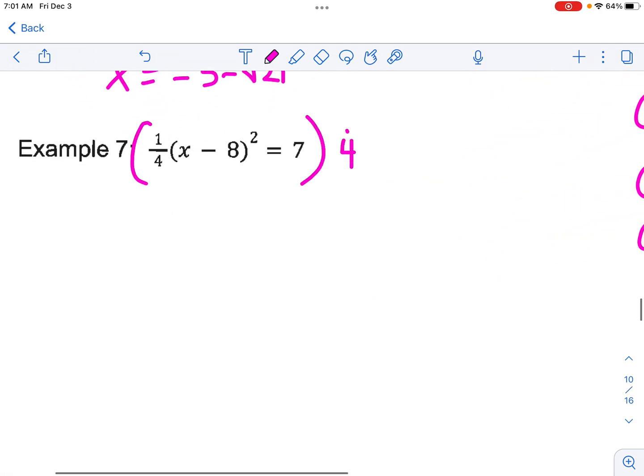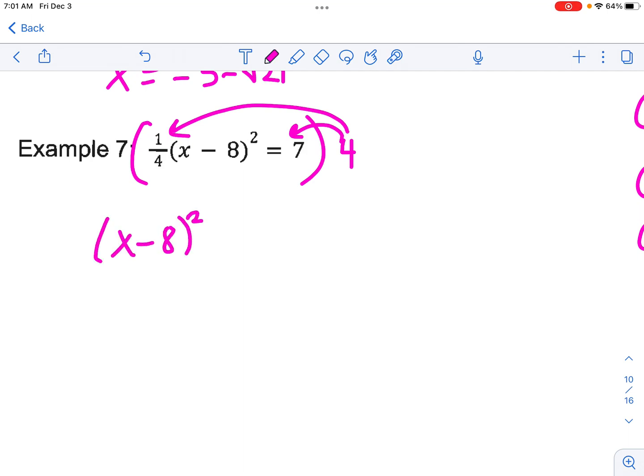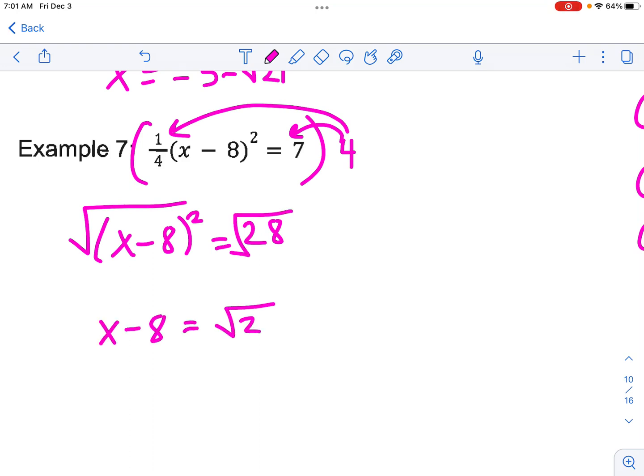And then the last one is just working in a fraction, right? Just like the one above. Now we're going to multiply by 4, though. And 4 times 1/4 is 1, so that is just x minus 8 quantity squared. And then 7 times 4 is 28. And now we can square root that. And we get x minus 8 equals the square root of 28.